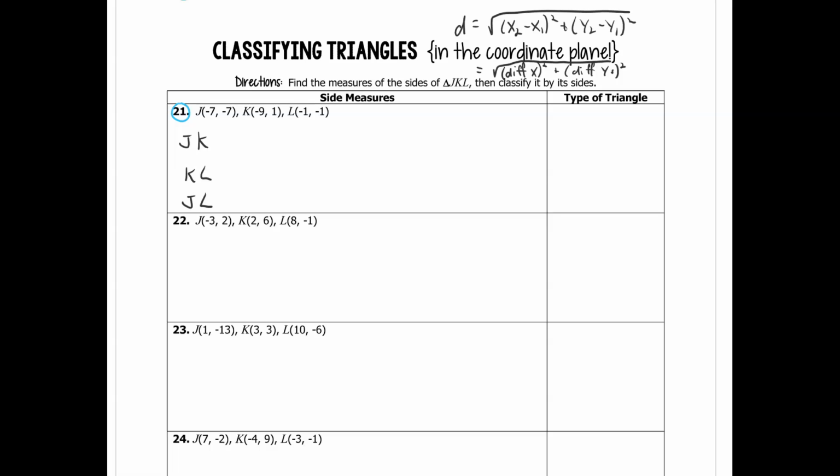So let's say for JK, and we're focusing just on these right here, I want to look at the difference in the x's from -7 to -9, and that's a 2. That's a difference of 2. So I have 2 squared. Then I want to do the same thing with the difference in the y's. So how far is -7 from 1? That's a difference of 8. So plus 8 squared. Saves me a little bit of the tedious work of the distance formula.